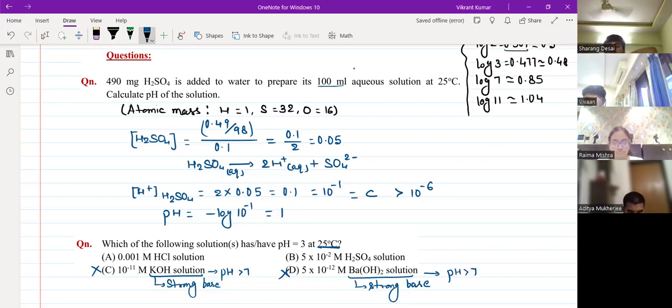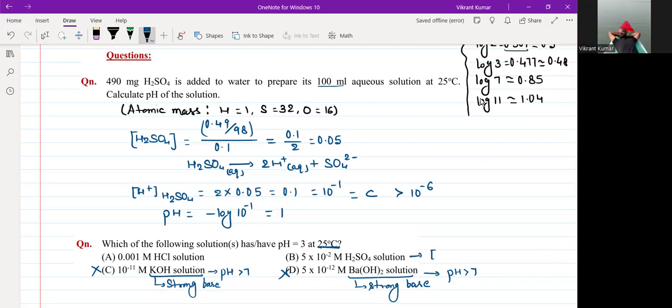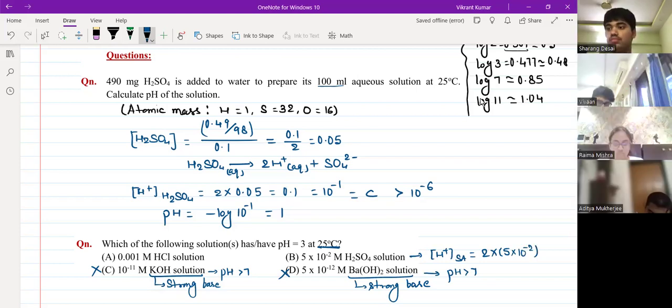Now let's talk about the B option, है ना? B option में if I'm talking about this, तो then H plus from strong acid will be double of it, है ना? So 2 into 5 into 10 raised to minus 2 is not 10 raised to minus 3. See, I know your psychology कि तुम इसको 10 raised to minus 3 लिख दोगे. लिखा है काफी लोगों ने, है ना?